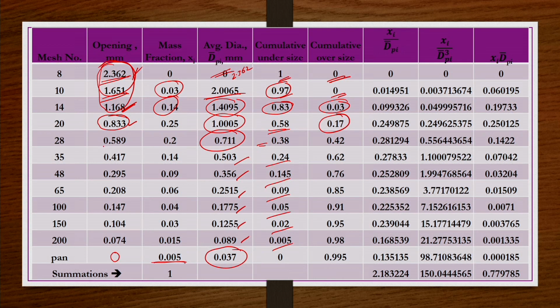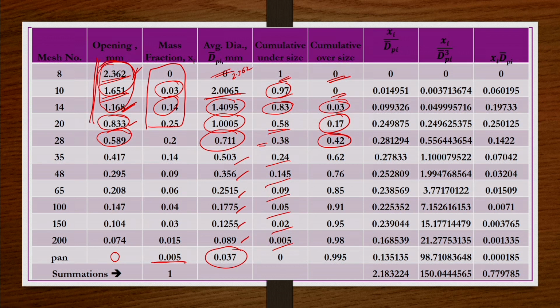Likewise, for mesh 28, what is the fraction of material whose size is more than dpi 0.589? All these size openings, 0.833, 1.168, 1.651, 2.362, are larger than 0.589. So their corresponding mass fractions, if you add together, you will get 0.42, that should be written here.